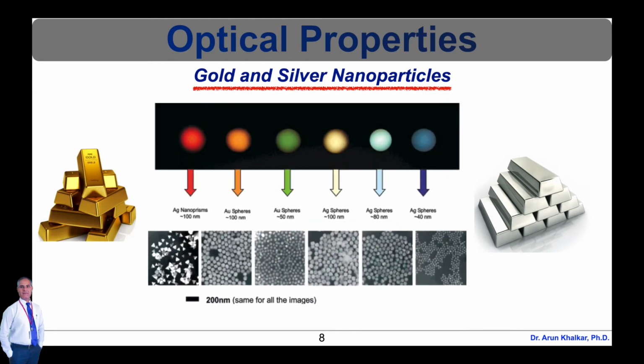Here is the comparison of gold and silver nanoparticles. The respective TEM images are also shown here. The comparison between gold nanoparticles and silver nanoparticles with sizes of 100 nanometer, 50 nanometer, and 80 and 40 nanometers is shown here in this diagram.